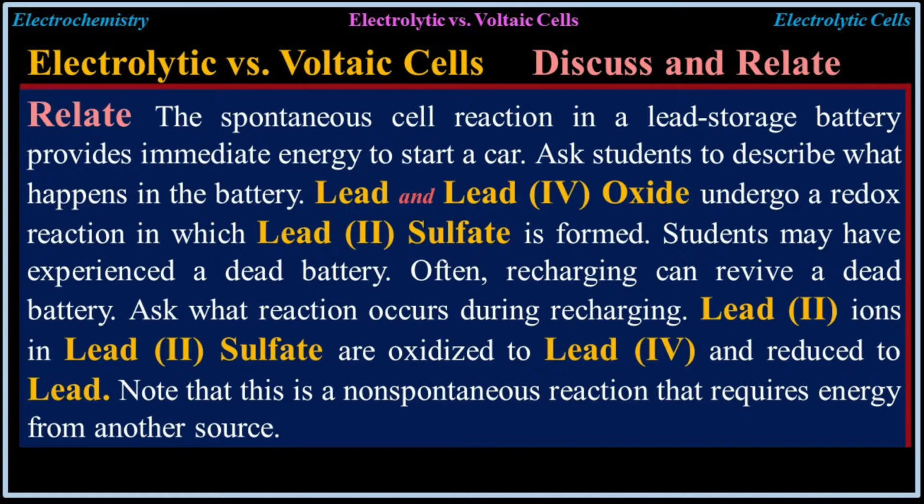The spontaneous cell reaction in a lead storage battery provides immediate energy to start a car. Ask students to describe what happens in the battery. Lead and lead-4 oxide undergo a redox reaction in which lead-2 sulfate is formed. Students may have experienced a dead battery. Often recharging can revive a dead battery.